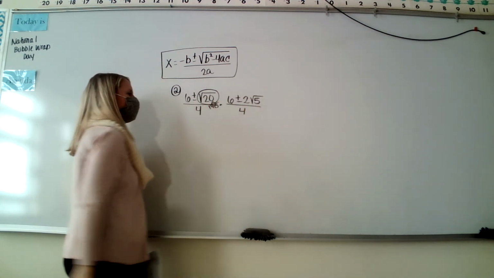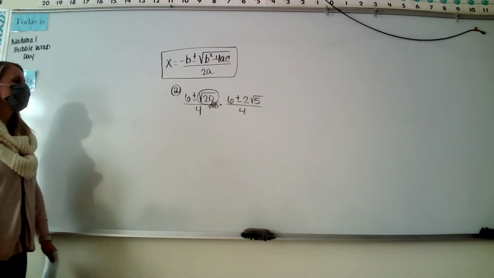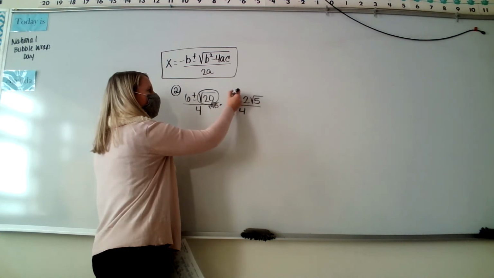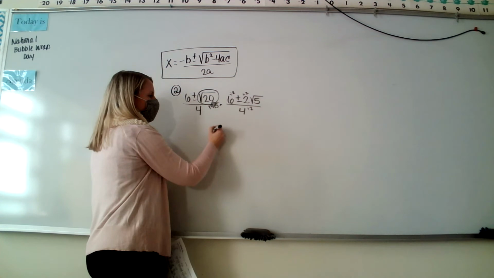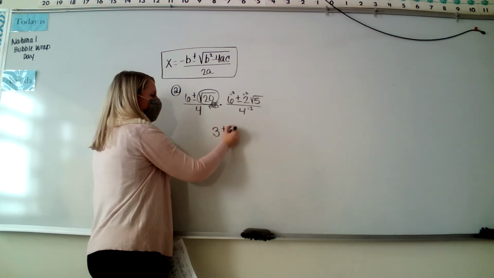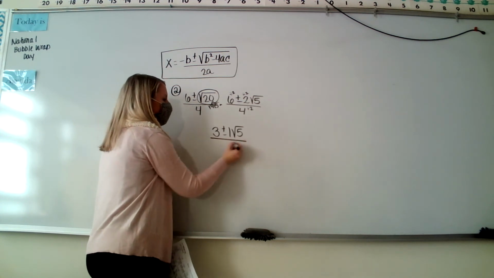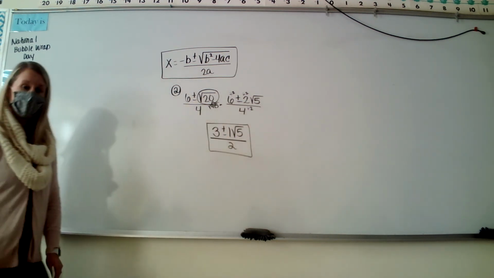Bless you. And then once you have that done, can I reduce anything? In this case, I see that all of the terms are divisible by 2. And that would give me my final answer of 3 plus or minus 1 root 5 over 2, or you don't even need to write the 1, you can just write root 5 over 2. And that's really all you have to do for the first section.